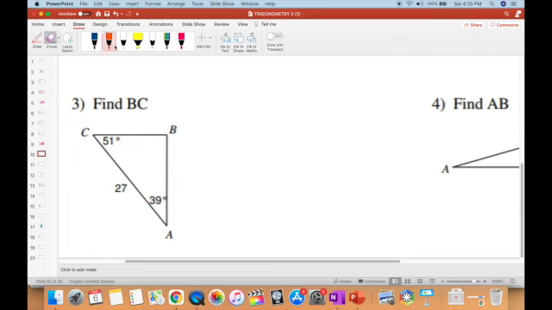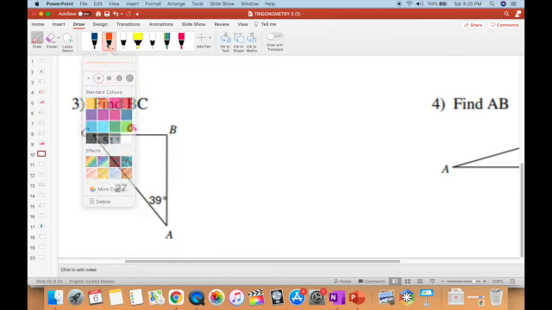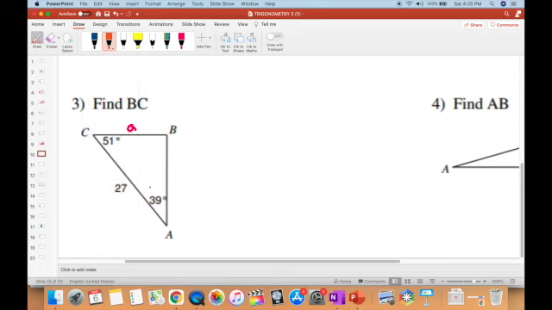Where's the side they want me to find? They want me to find BC. So they want me to find this side here. This is BC, this is the side A, because it's opposite the angle A. So what do I have? I have two sides and the included angle. But I don't have this side. So maybe I can't use the sine rule, maybe I can't use the cosine rule. I don't know. What do you think is the first thing I should do here?